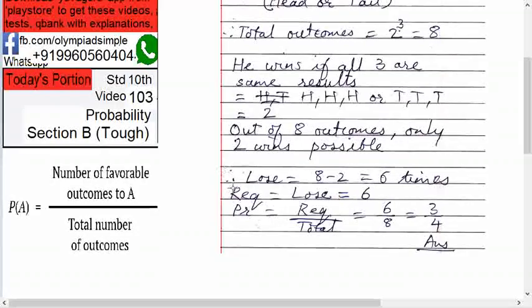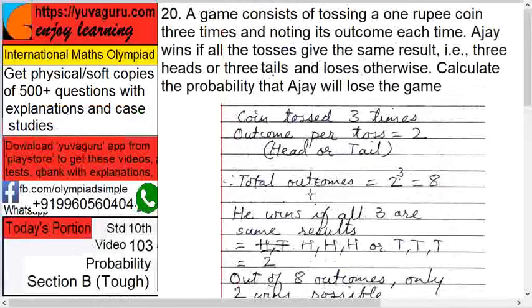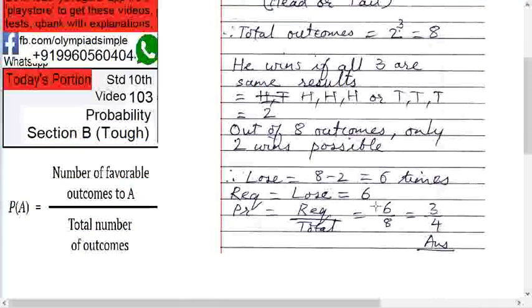So required equals to what? We require that he will lose the game, right? So 6 is required. So probability is what? 6 upon 8 total, right? 3 by 4. That's the answer.